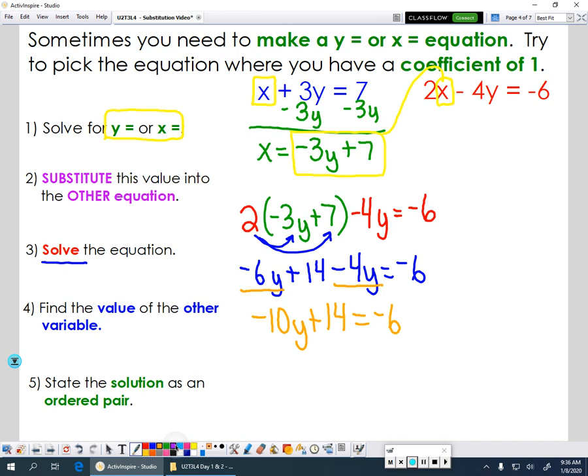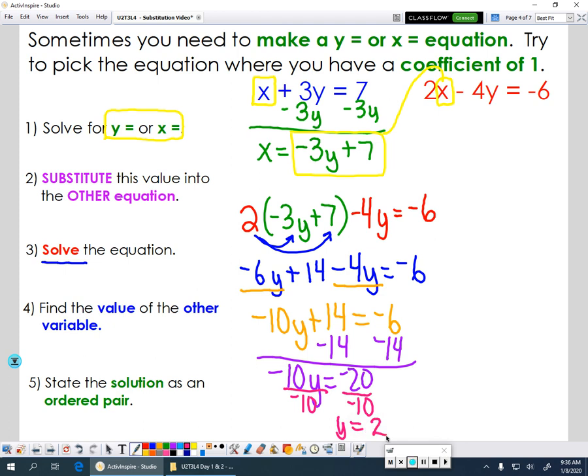And then I'm going to keep going. I'm going to move my number to the right side here. Subtract 14 on both sides. I get negative 10y equals negative 20. Goodness, I'm running out of room here. Divide by negative 10. And I get y equals 2. So half of my solution is going to be y equals 2.